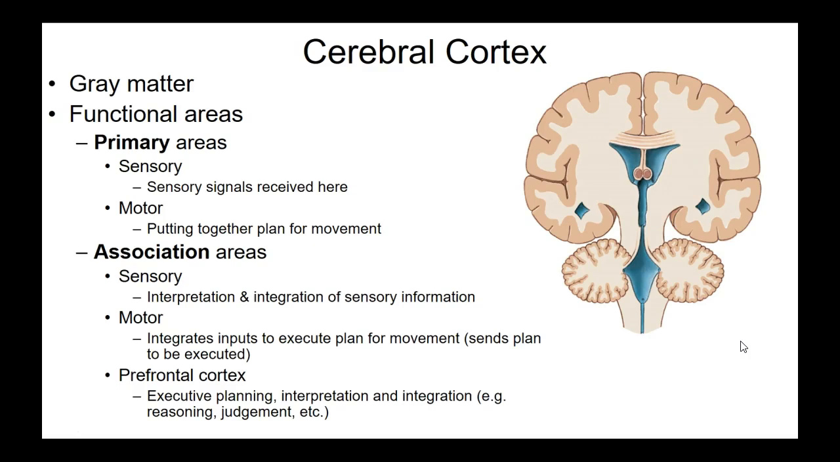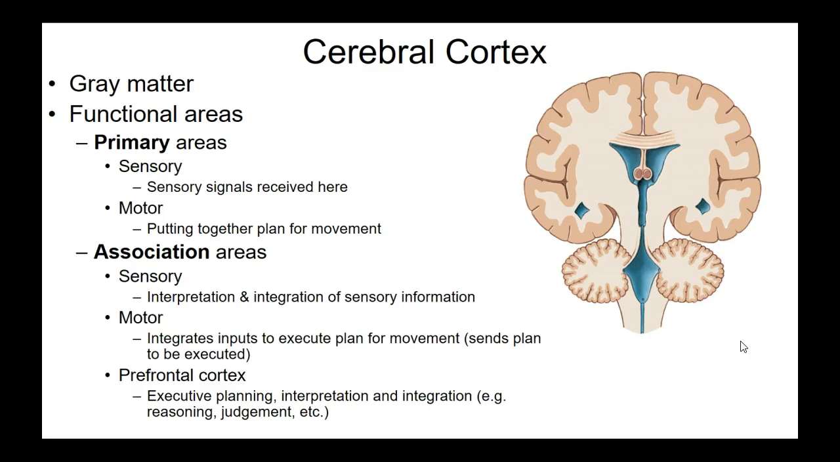The motor part is putting together, so if we have a primary motor area, it means that we're putting together a plan for that movement. And then the motor association area is where we integrate inputs to execute a plan for movement. So here we have assembly of a plan, and then we have dissemination of that plan.